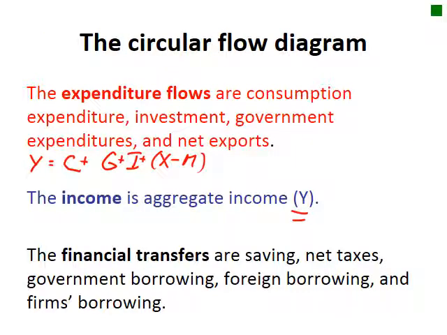So the circular flow diagram. The expenditure flows, which we looked at, are consumption, which is C, investment, I, government expenditures, G, and net exports, X minus M. The income is the aggregate income, called Y. So we could say that Y equals C plus I plus G plus X minus M. The financial transfers are saving, net taxes, government borrowing, foreign borrowing, and firms borrowing.